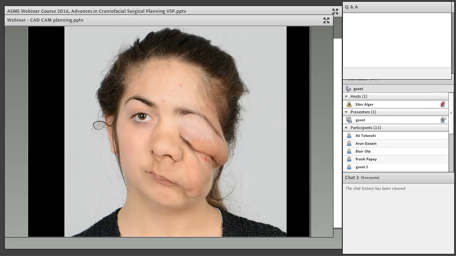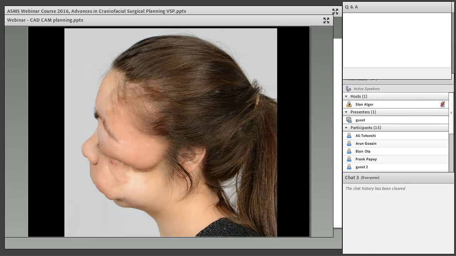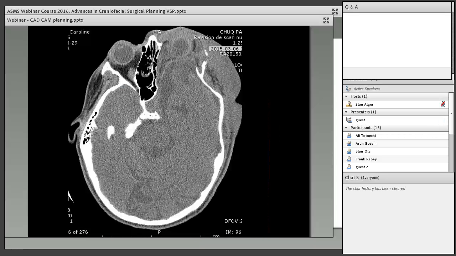She has severe vertical dystopia. Her left lobe is about 2 centimeters inferiorly displaced, and she had literally no vision on the left side. This is her left profile picture of her neurofibromatosis. And you can see the CT scan.